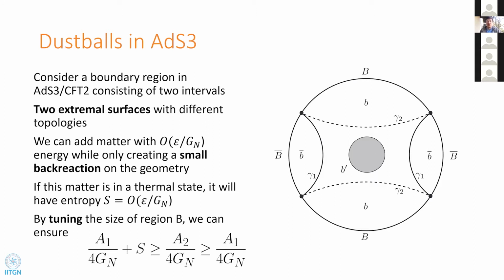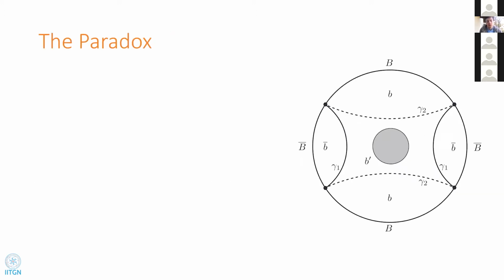In particular, we need to tune this at order 1, but we don't need to get ever closer to being exactly half the region as G Newton goes to 0. So it's not a lot of fine tuning. This is a reasonably generic thing that can happen.